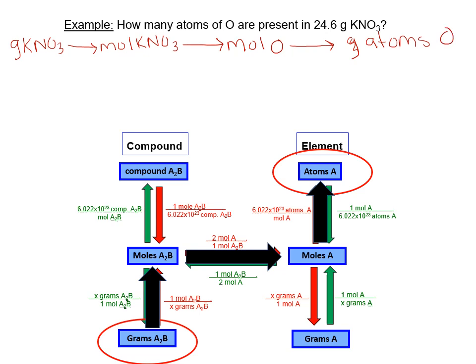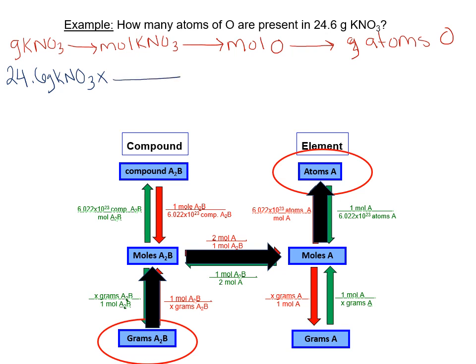Okay, so we start off with what we're given, which is 24.6 grams of KNO3. So that's what we start off with. To convert grams of KNO3 to moles of KNO3, I use the molar mass of KNO3.